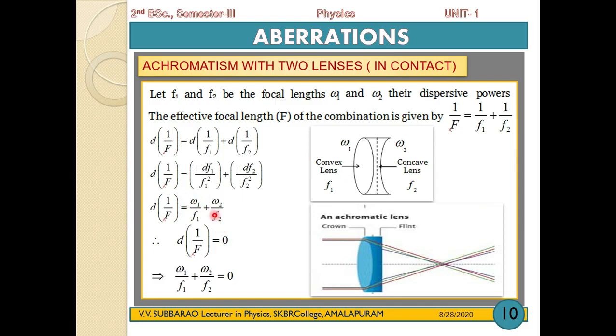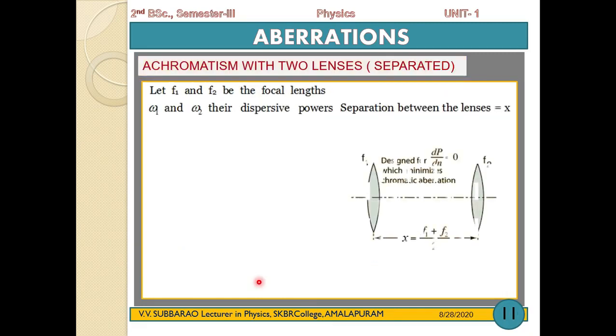Therefore, equating these two, omega 1/f1 + omega 2/f2 = 0. This is called the condition required for the combination of lenses placed in contact to eliminate chromatic aberration. This is called the condition for an achromatic doublet. In this, omega 1 and omega 2 are always positive, as they are the dispersive powers. So, in order to satisfy this equation, one of the focal lengths, either f1 or f2, should be negative. Therefore, in the combination of lenses, one should be convex and the other should be concave.